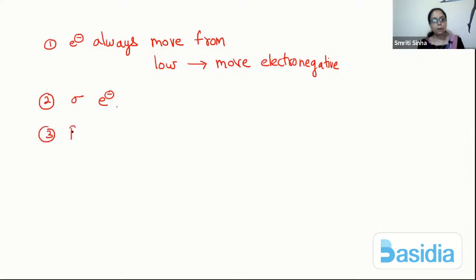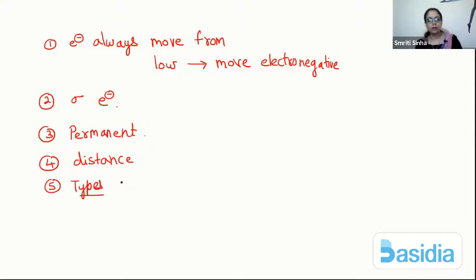Third, it is a permanent effect. It is not temporary, because always the electronegative atom will keep on pulling the electron towards itself. So it is always a permanent effect. Next, it depends on the distance. So as the distance of carbon atom increases from the electronegative atom, the intensity of this effect will decrease. And next is the types of inductive effect. I will go on to these types later. But these 5 points you need to remember while solving the questions of inductive effect.